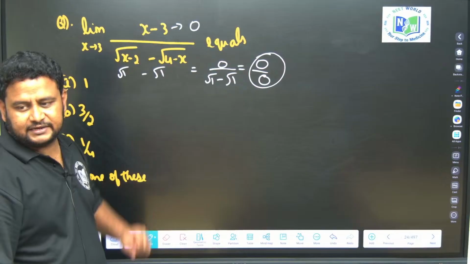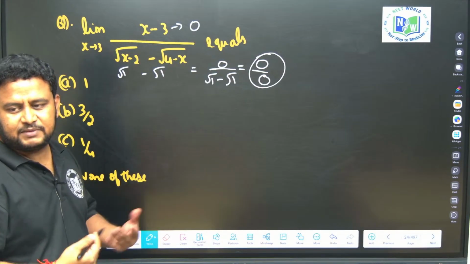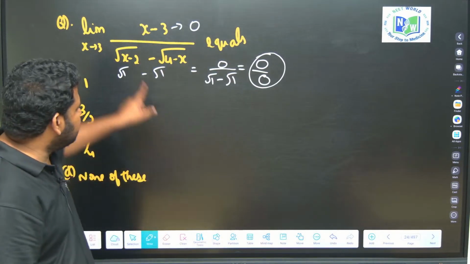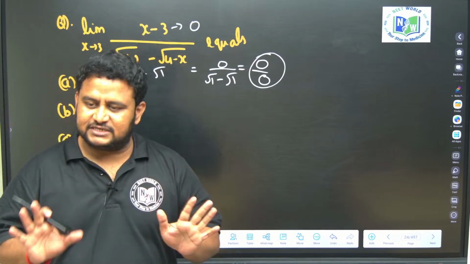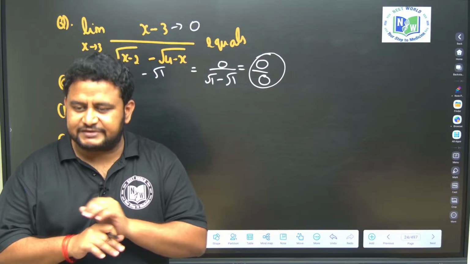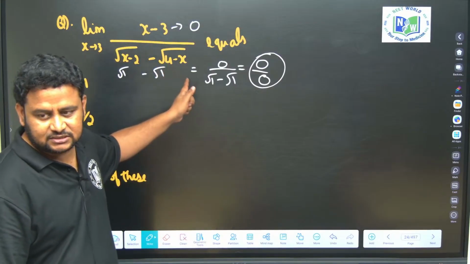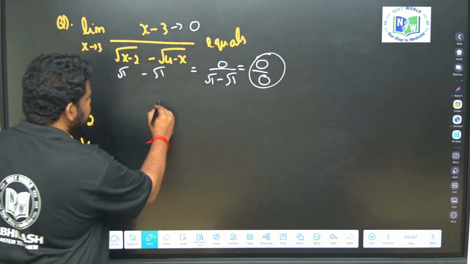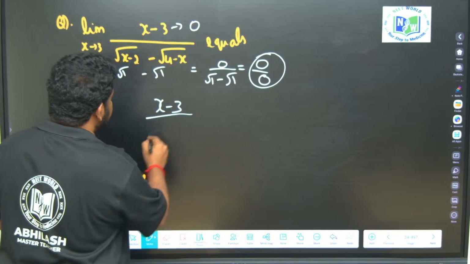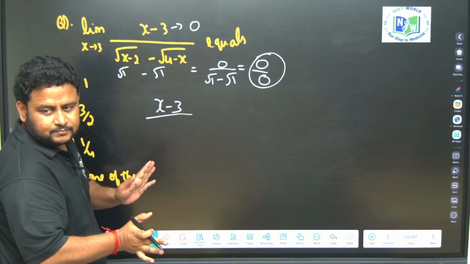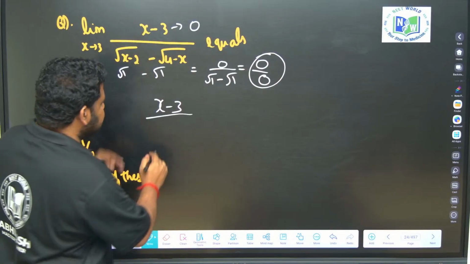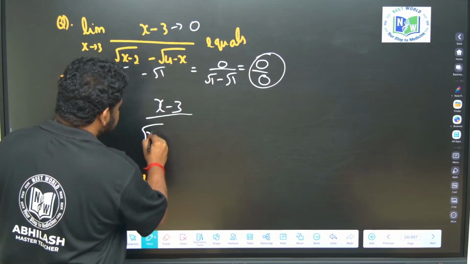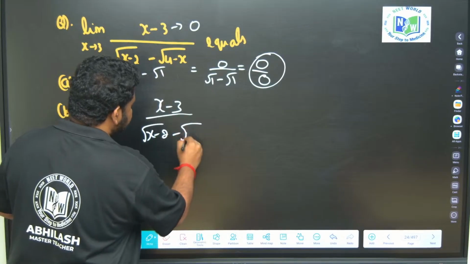Finite value we are not getting. That means we have to use some other method instead of direct substitution. But what is the method that I can use? Since a square root is given, I told you, when you see the square root, don't have a second thought, directly rationalize it. So here in this question, let me just take the function, no need to write limit again and again. We want multiple choice questions, this is not a board exam. So x minus 3 divided by square root of x minus 2 minus square root of 4 minus x.